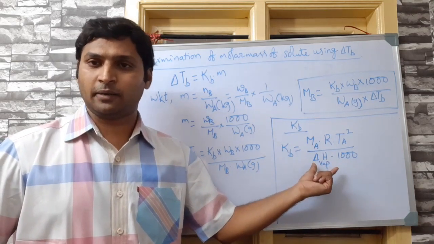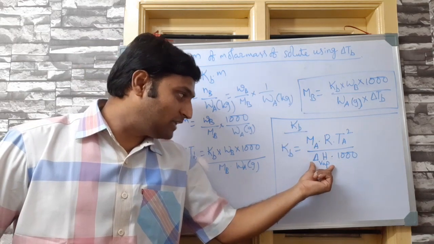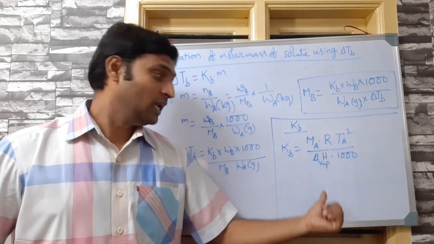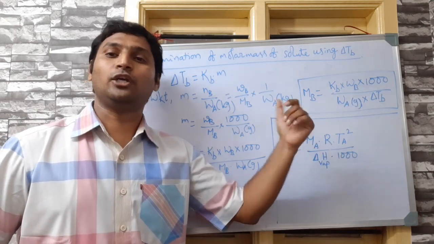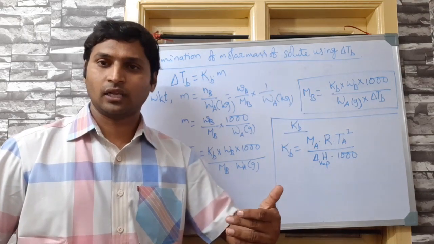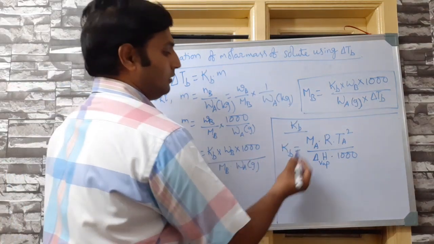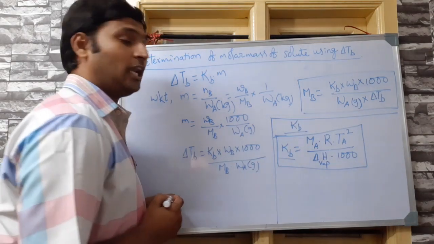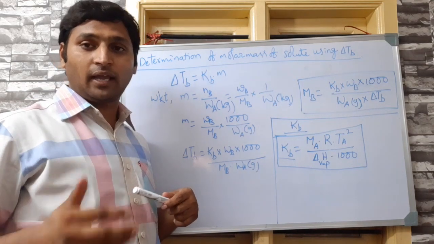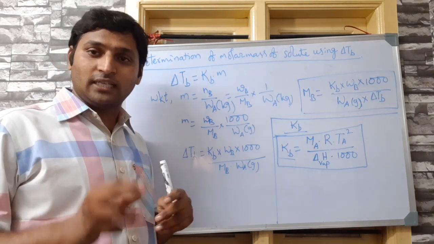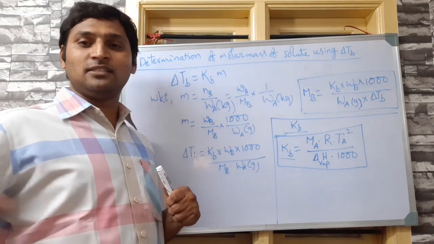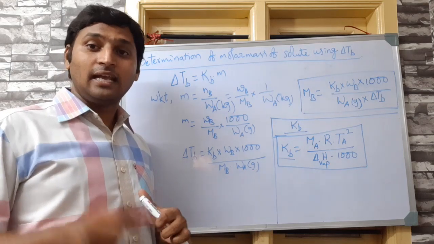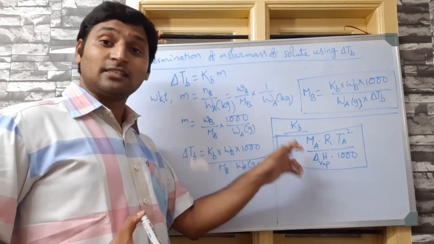Generally expressed in kilojoules per mole. Based on the units of delta H, you take the value of R. If it is in joules, you take 8.314. If it is in kilojoules, you take 8.314 into 10 power minus 3 accordingly. Okay, so this is the formula required to experimentally determine the value of Kb for any given solvent. That's why when you solve the numericals later also, you will notice Kb for water is so much, Kb for benzene is so much, Kb for carbon disulfide is so much. This is how they give you the values, because Kb completely depends on the properties of the solvent for which you are determining this.